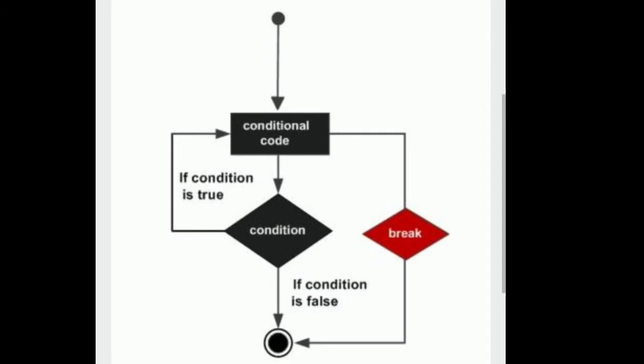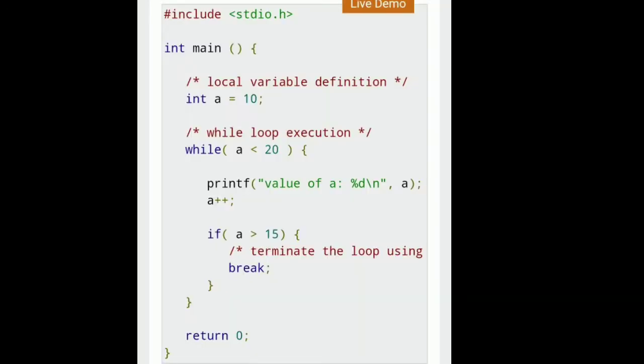Then you are going to a simple example program of the break statement. You see this program. #include <stdio.h>, int main function, curly braces started. This is the comment: local variable definition. You have defined a local variable, int a equal to 10. Initially we define the value 10.